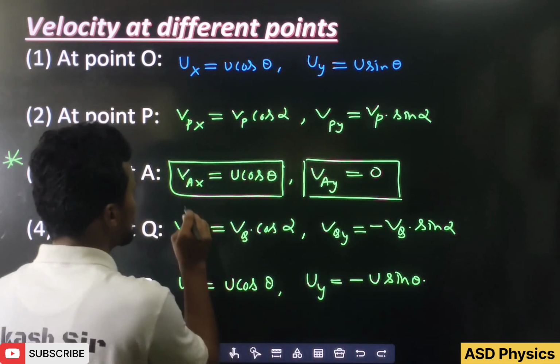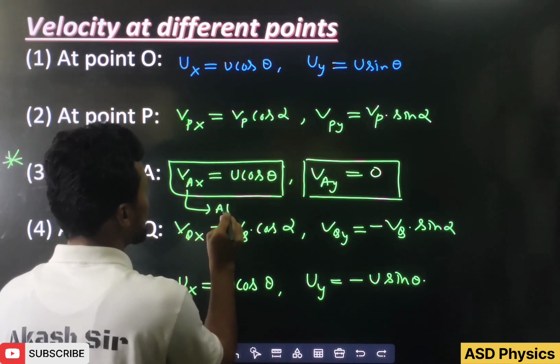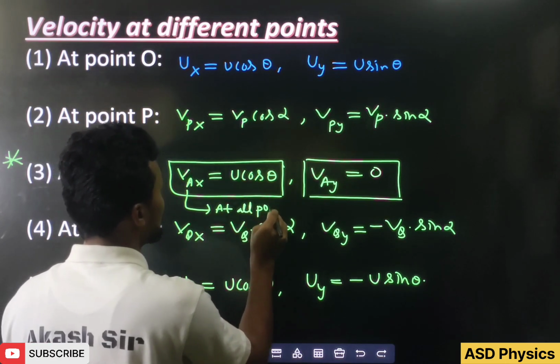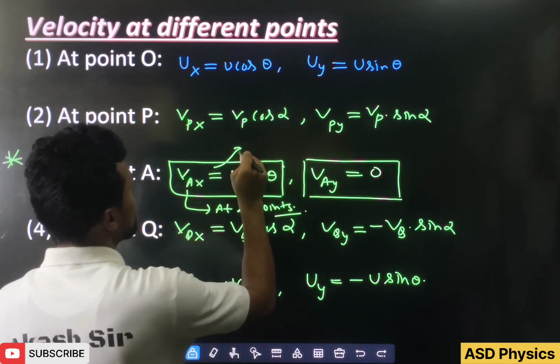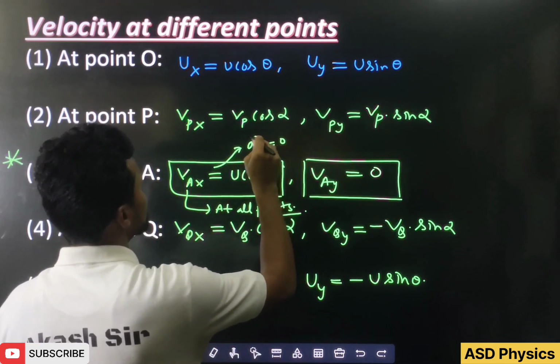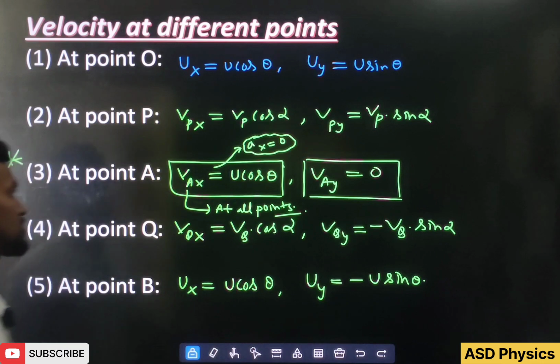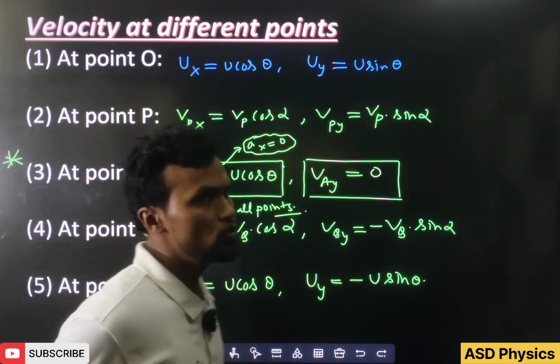At the highest point, horizontal velocity is u cos theta, and Vay is 0. And remember that at all points, this horizontal velocity will be u cos theta. Why? Because ax is 0. There is no acceleration along the x direction. This velocity will always be, whatever component you are writing, just make it equal to u cos theta.